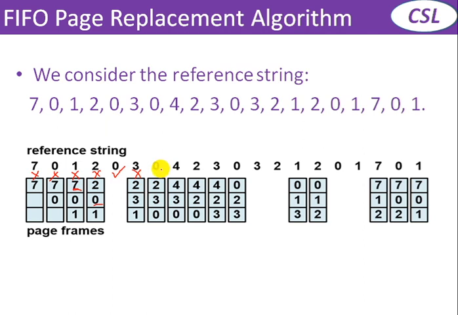So the next is 0. Available are 2, 3, 1. Among 2, 3, 1, which is the oldest one? 1. We replace 1 with 0. This is one miss.